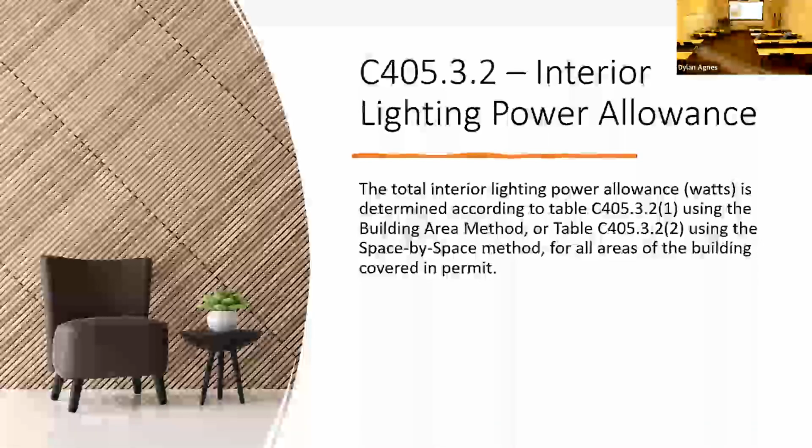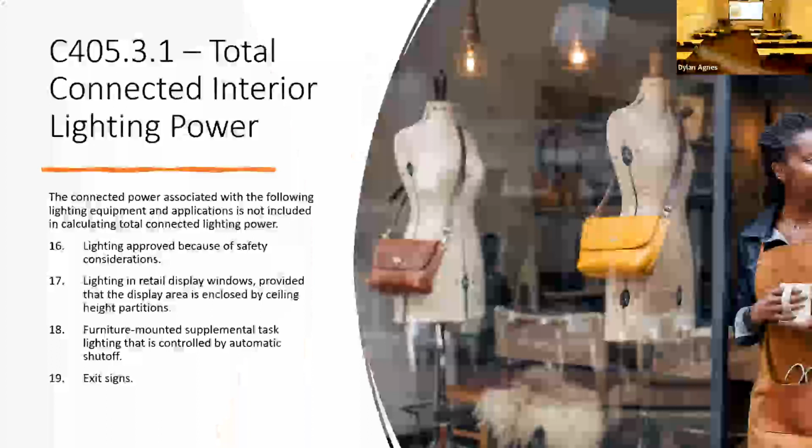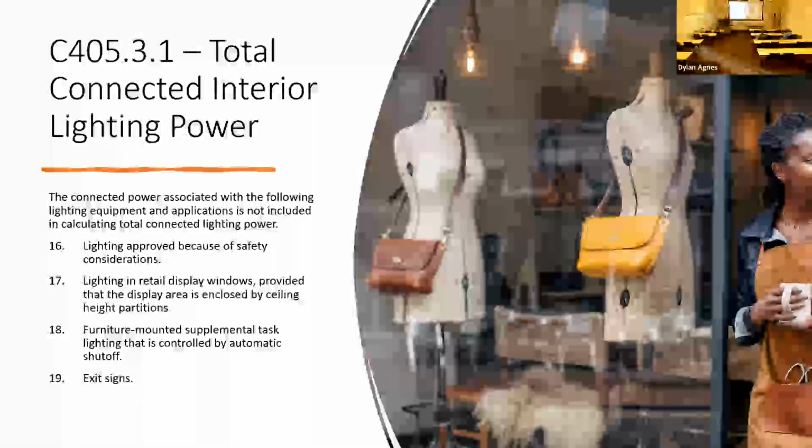So that's how you calculate your interior connected lighting power. You add up those categories we went over, and then you subtract or don't even include in the equation all the exceptions. Okay.